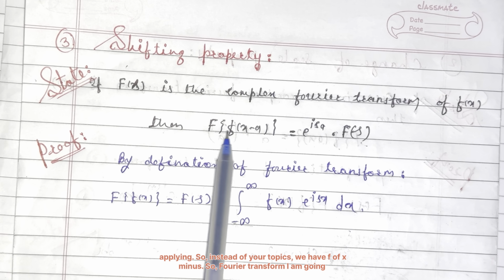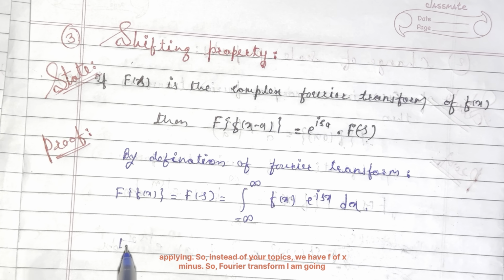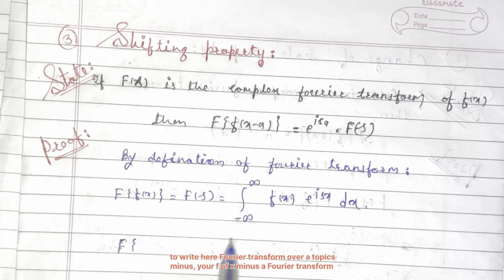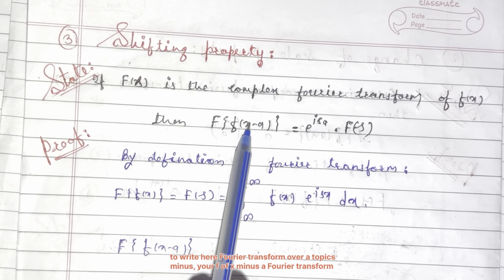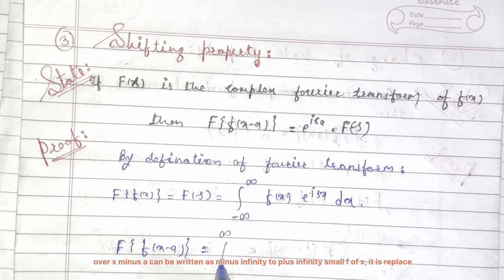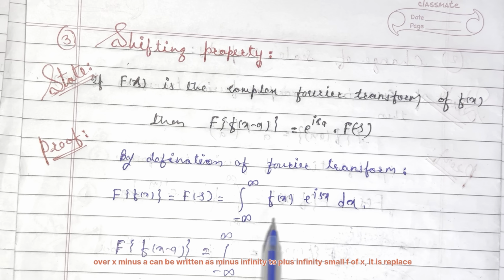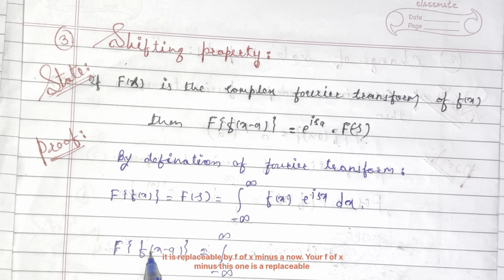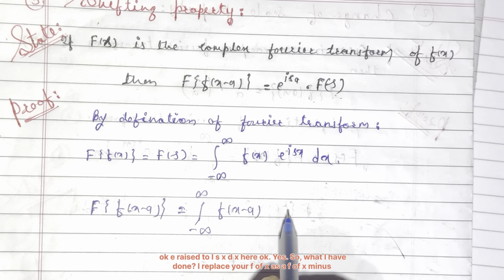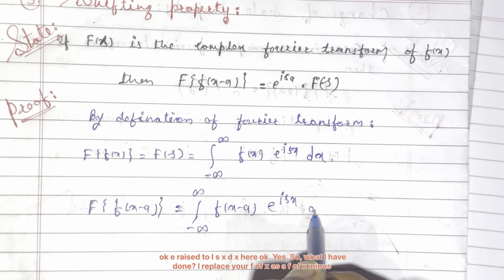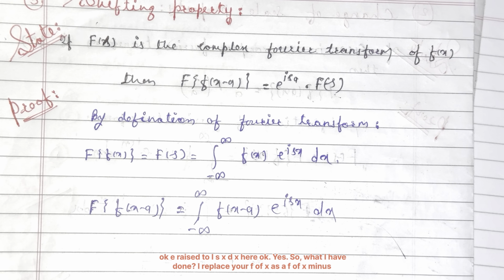So instead of f of x we have f of x minus a. The Fourier transform of f of x minus a can be written as the integral from minus infinity to plus infinity of f of x minus a, e raised to isx dx. What I have done is replace f of x with f of x minus a, and keep e raised to isx dx as it is.